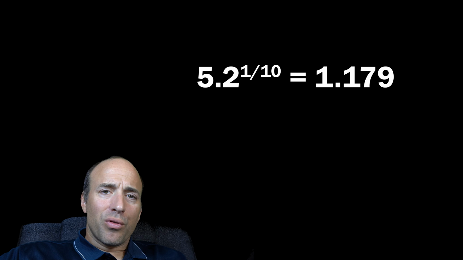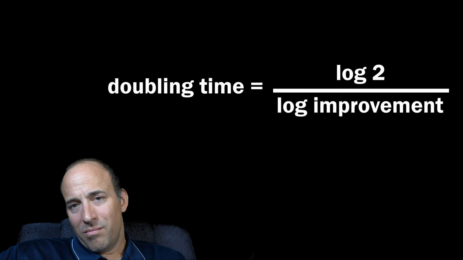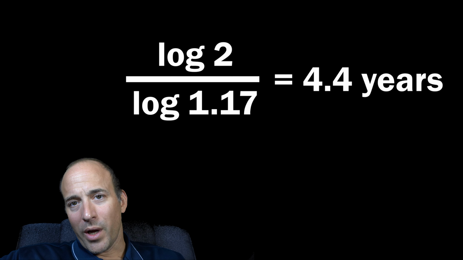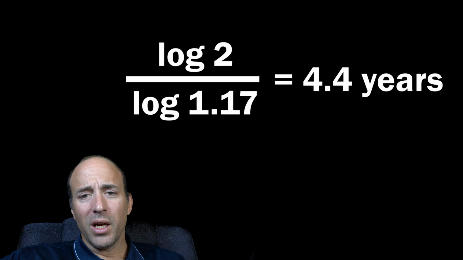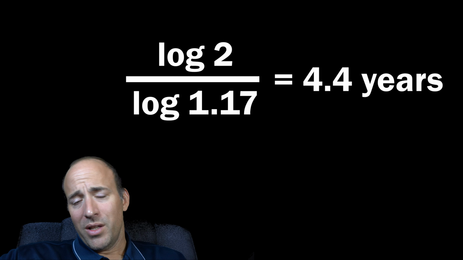At a given improvement rate, you can calculate how long it would take to double a particular metric, which is basically the log of 2 divided by the log of the improvement rate. So this gives a doubling rate in the number of transistors of 4.4 years. Now that's longer than the ideal Moore's law rate of 18 months to 2 years. So obviously Moore's law is slowing down in the last 10 years.